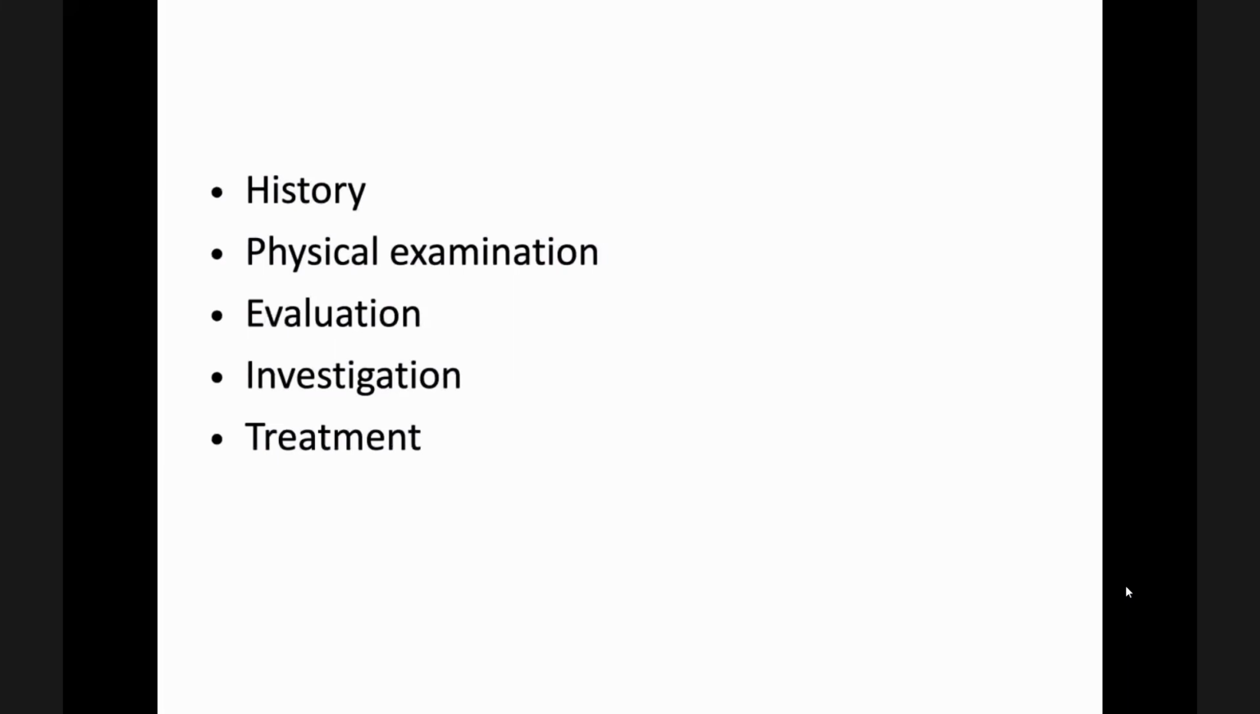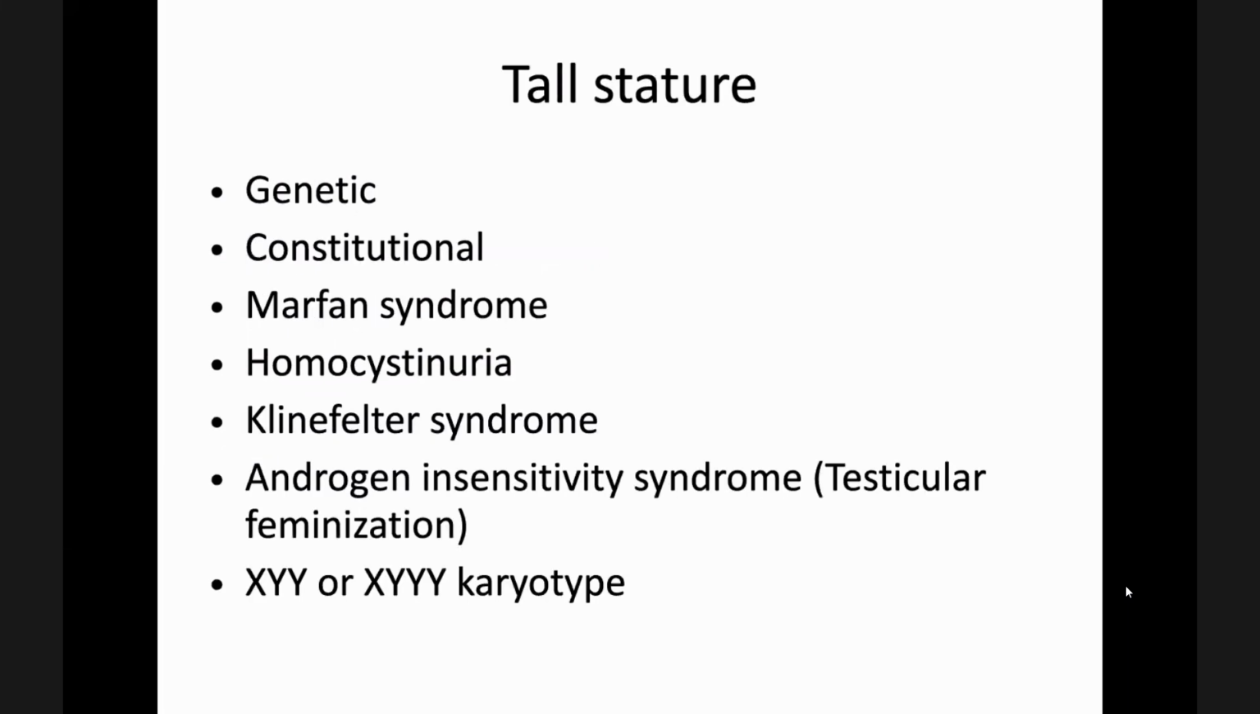Go through the book about short stature, Davidson has written a little. Then other, like tall stature, how to define short stature, tall stature, you should know this too. Then there might be genetic causes of tall stature, familial, constitutional. Marfan syndrome, homocystinuria, Klinefelter syndrome, or androgen insufficiency syndrome we call testicular feminization, and XYY karyotype, or call it Superman syndrome. So for causes of tall stature, go through the disease itself.